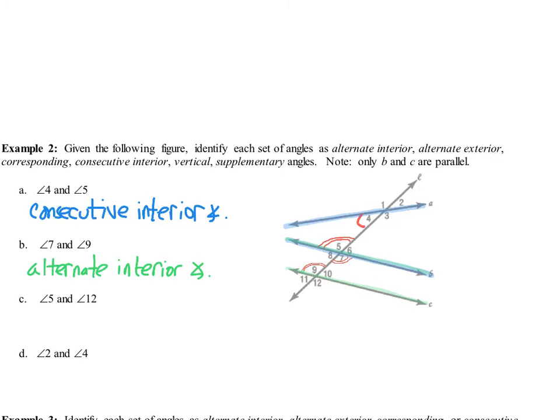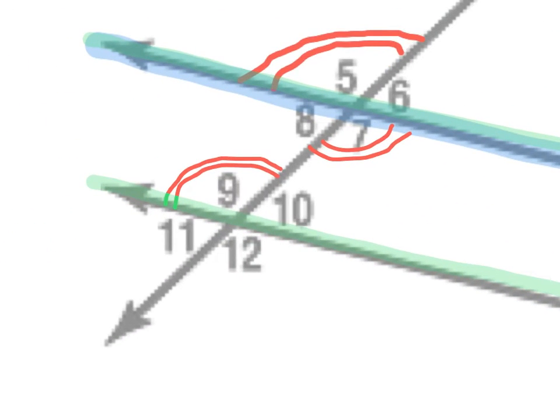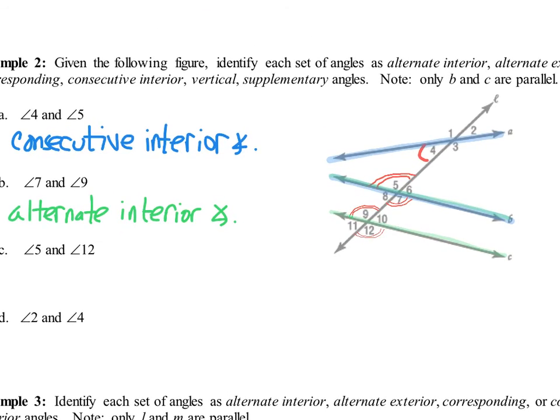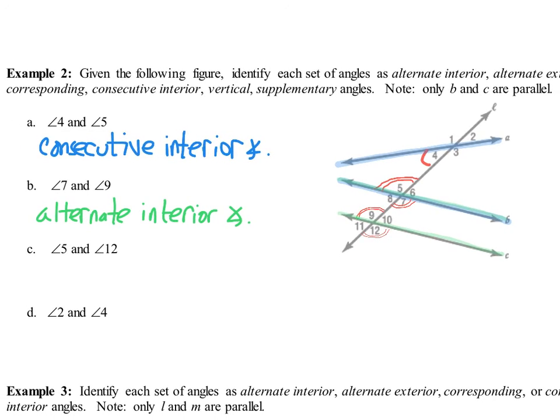So then we get into 5 and 12. I'll bring it in again. Same set of parallel lines. Well, actually, we don't know that they're parallel. Same set of lines that are cut by this transversal. These 2 angles, 5 and 12, are outside. All right, they're outside of that transversal, and they're on opposite sides of the transversal. So we're going to say they're alternate exterior.